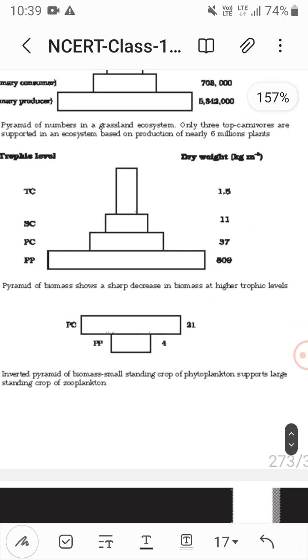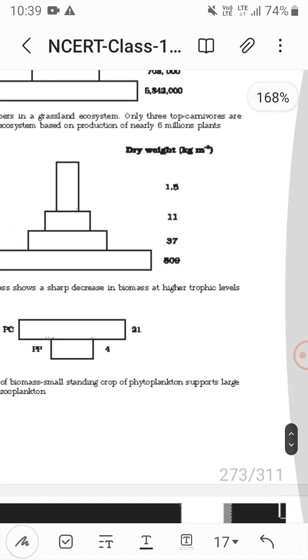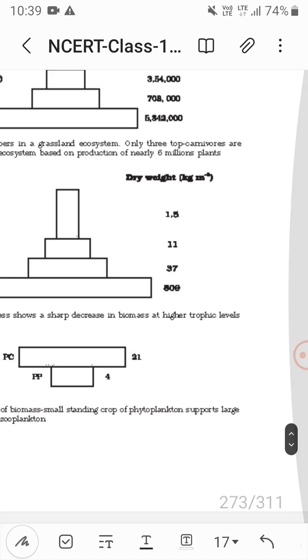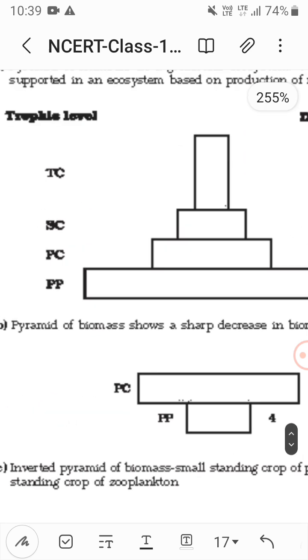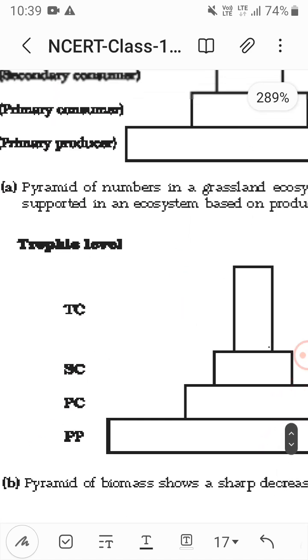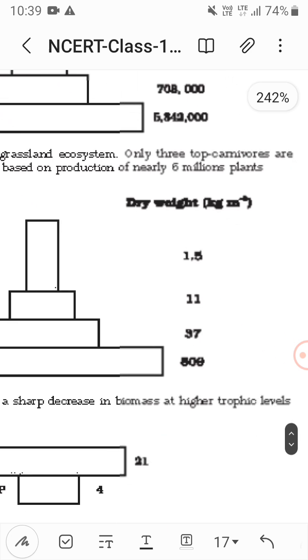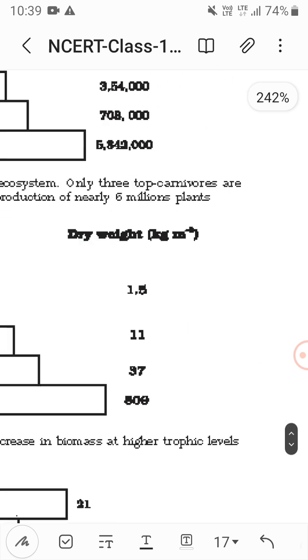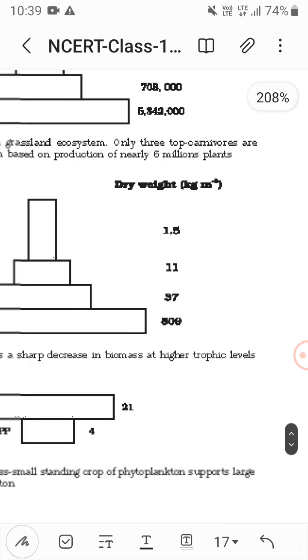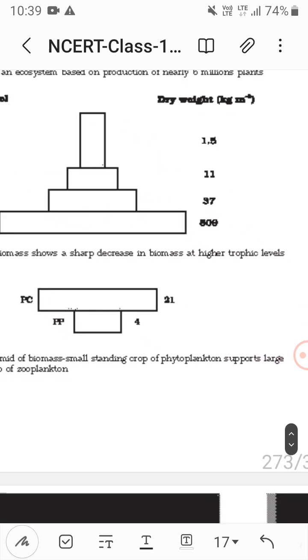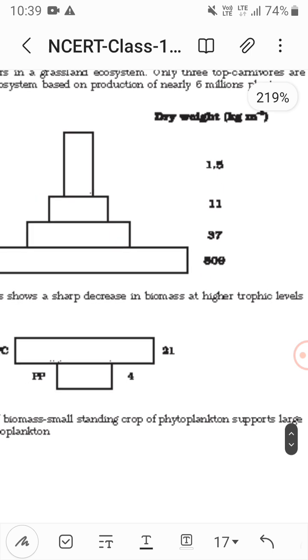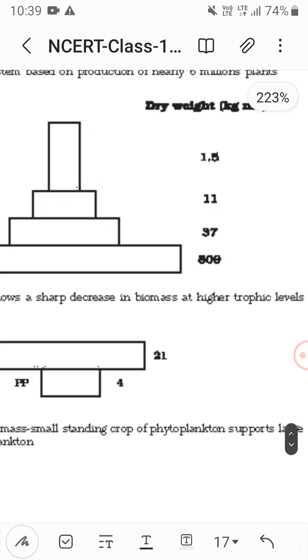Then there is the pyramid of biomass, which shows a sharp decrease in biomass at higher trophic levels. You see the primary producer, primary consumer, secondary consumer, tertiary consumer. These are trophic levels. We usually study dry weight, in kilograms per meter square. So all this is data. There is a sharp decrease in biomass at higher trophic levels.